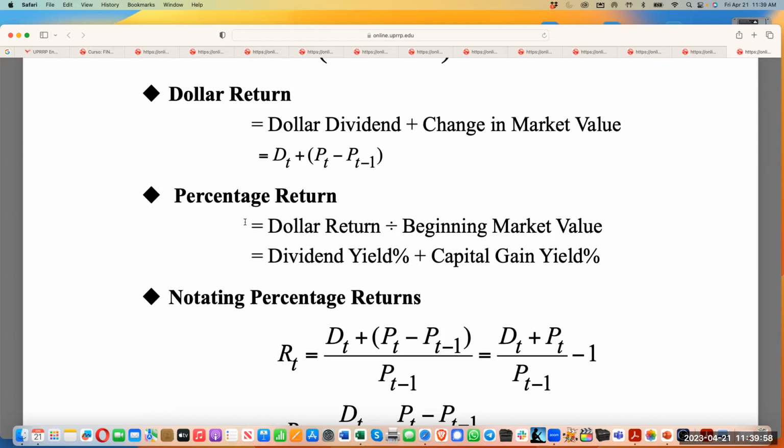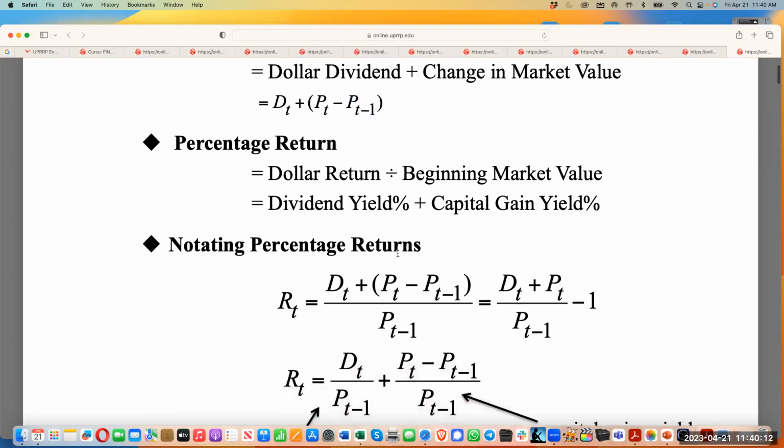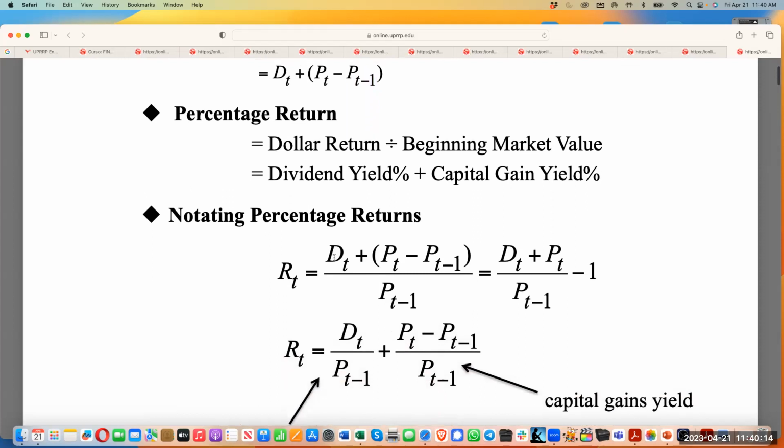So that's dollar return, but what we work in is percentages, right? So how do we get the percentage? We're going to take this number and divide by the original price. What is the original price? P t minus one. So that's what is here in the formula. This is the dollar return divided by P t minus one. Is everybody okay so far? So I just take the dollar return but divided by this.